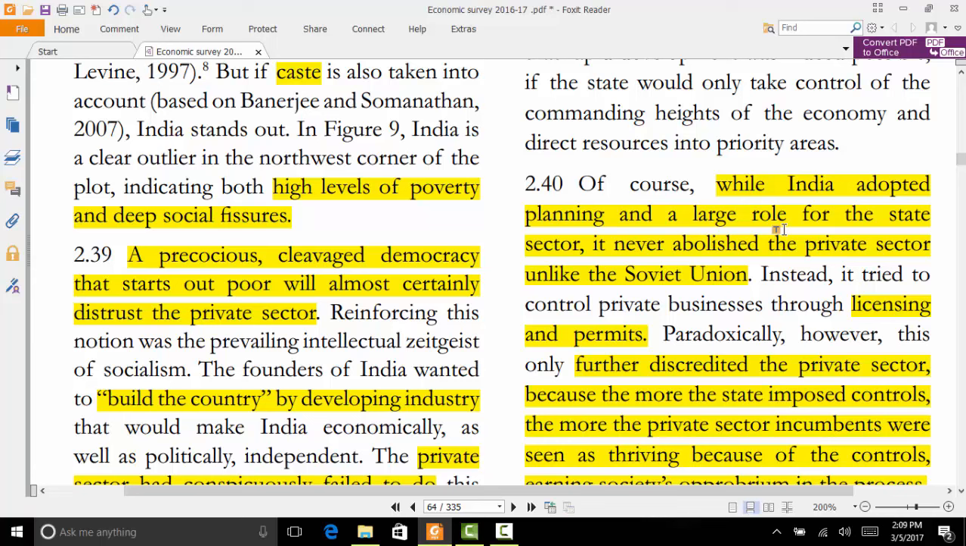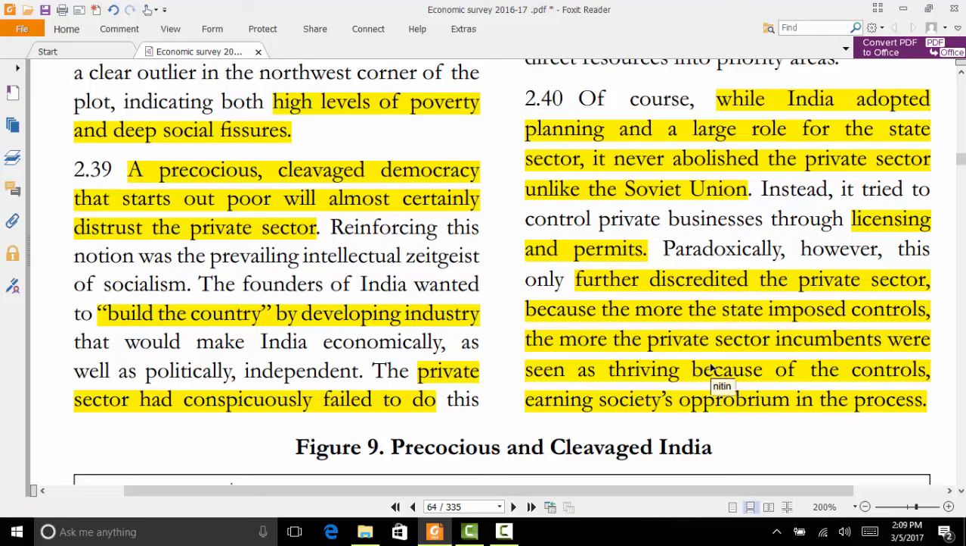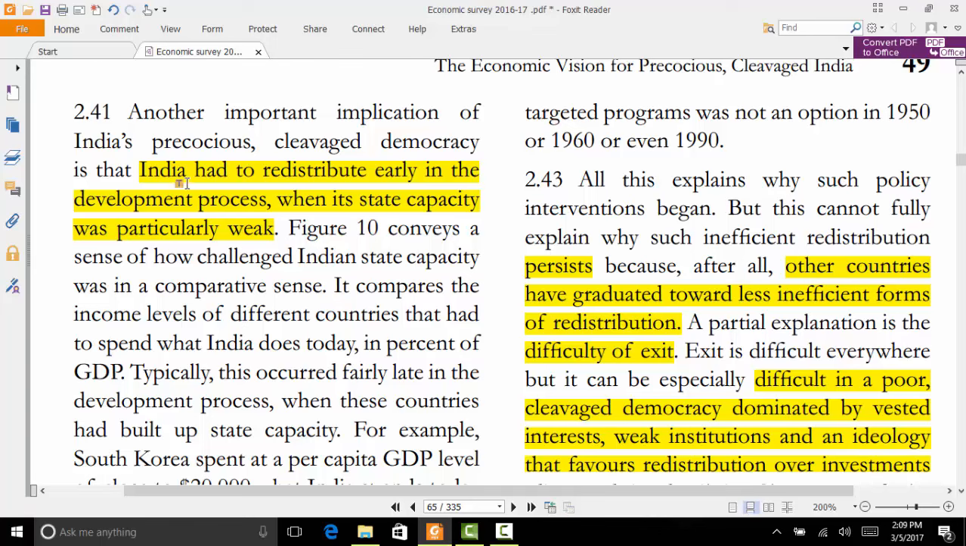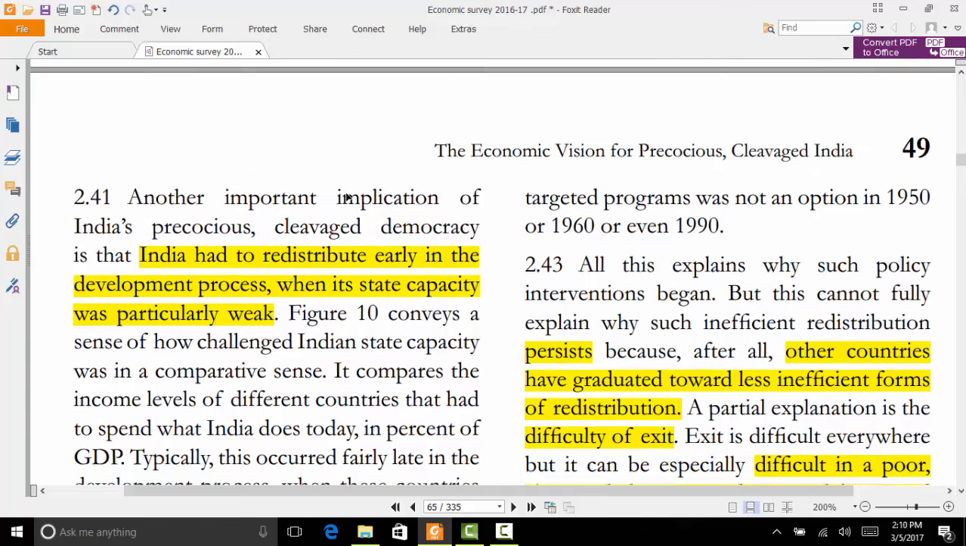India started with a public sector focus based on the model of the Soviet Union, right? But we still had the presence of the private sector. The difference between the Soviet and Indian model was what? The Soviets didn't have the private sector at all, completely public, but we had private, with more regulations, license Raj. This was the same thing early. India had to redistribute early. Page number 49, we discuss again. India had to redistribute early in the development process when its state capacity was particularly weak. So this was part of our discussion that we had done.